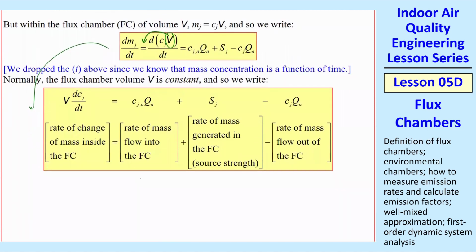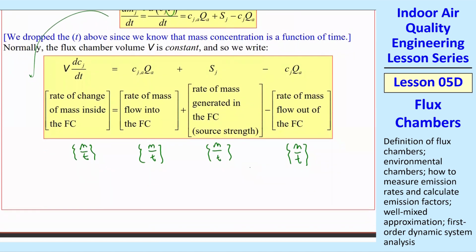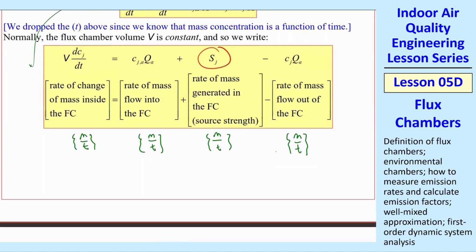Every one of these terms has the dimensions of mass per time. And so you can go through and look at all the dimensions of each of these variables and convince yourself that these are all dimensions of m over t. And usually this is the unknown, and the reason we're using a flux chamber is that we want to measure S_J. So what we'll typically do is measure S_J, and then we'll define an emission factor.